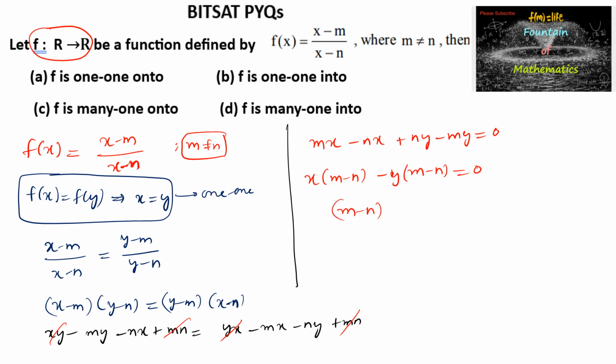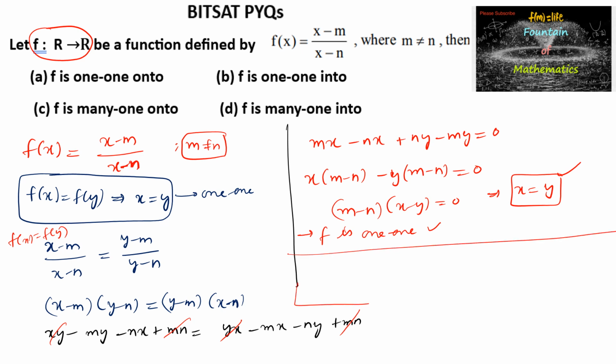So m minus n times x minus y is equal to 0, which implies x minus y is equal to 0, that is x is equal to y. So for f of x is equal to f of y, we are getting x is equal to y, and hence we can conclude that f is one-to-one.